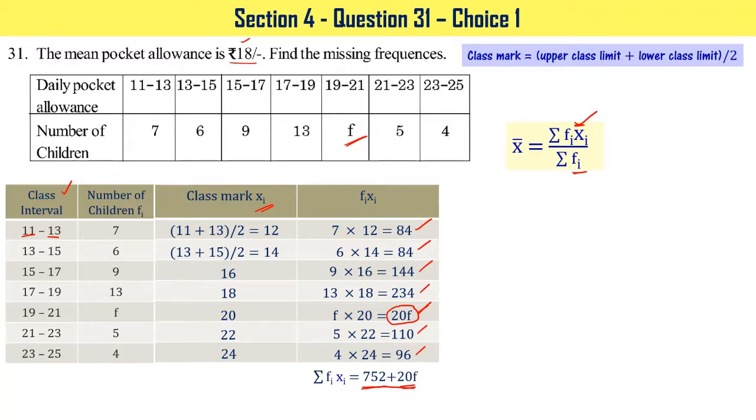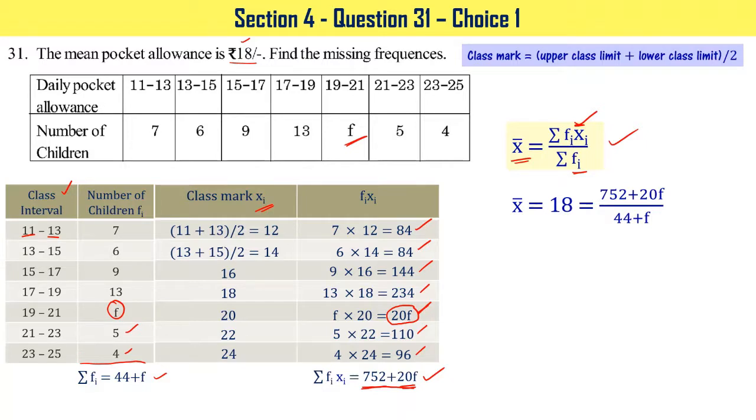Now let's find the value of sigma fi. That is 7 plus 6 plus 9 plus 13 plus 5 plus 4 plus f. When you do that, you get 44 plus f. Now let's substitute these two, sigma fi and sigma fi xi, into this formula. And we know x bar is given, that is equal to 18. 18 equal to 752 plus 20f divided by 44 plus f.